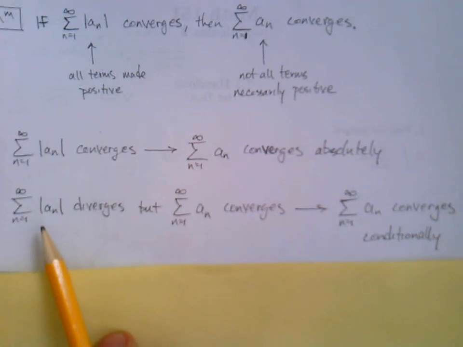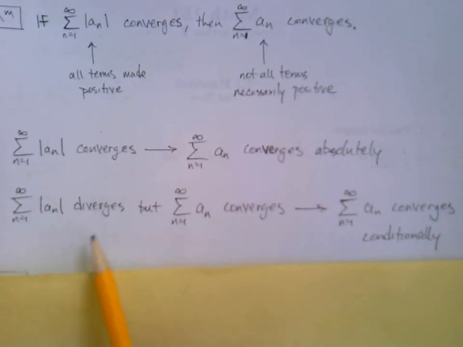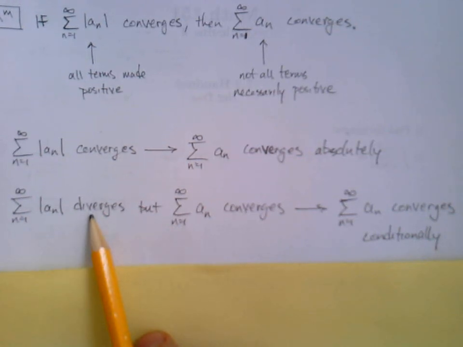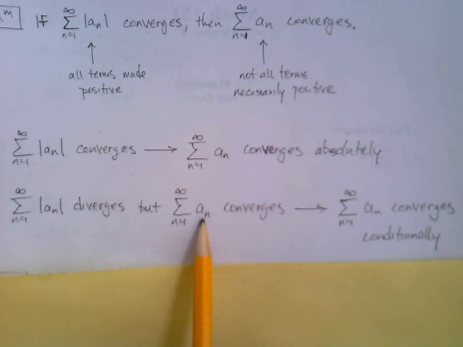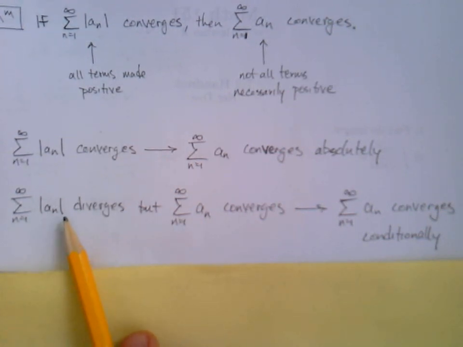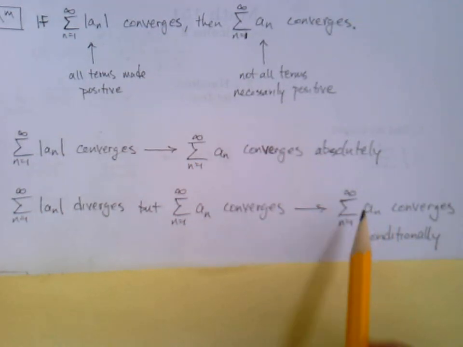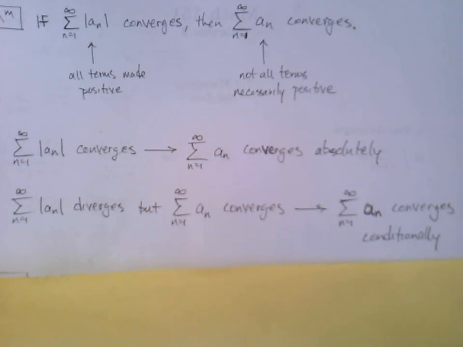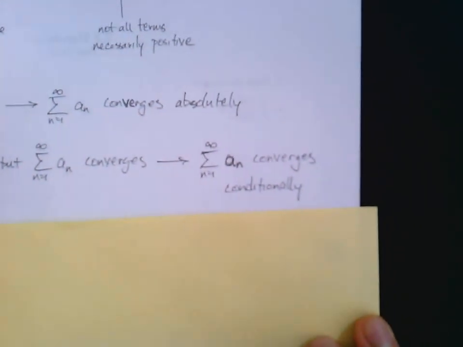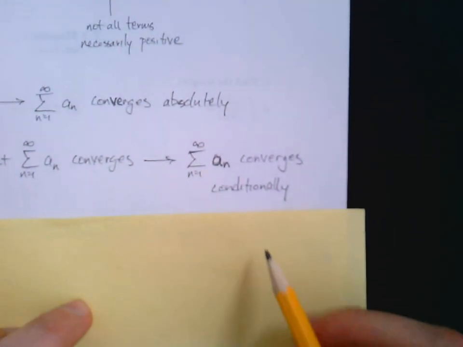Okay. Let's say, what happens on the other hand? What if when you take the absolute value, it diverges, but removing the absolute value, like the original series, that converges. So if some of them are allowed to be negative, it converges. However, making them all positive, then it diverges. Then we're going to say the original series converges conditionally.